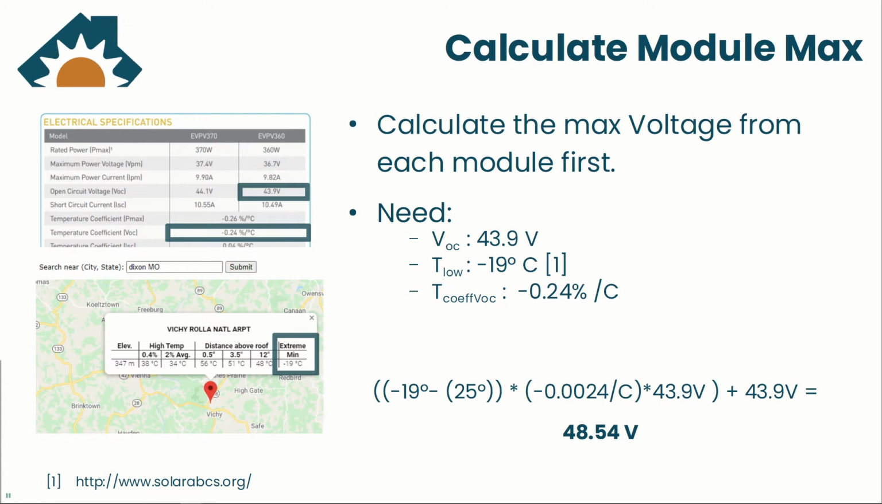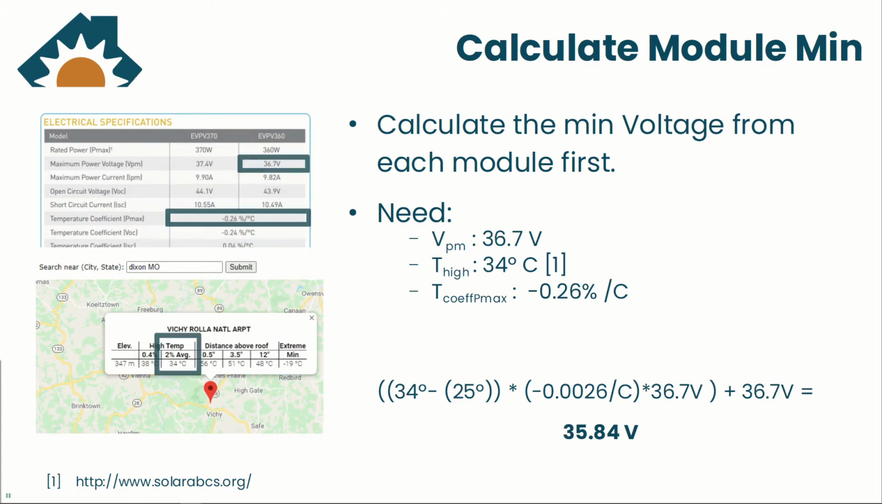Then we will use the equation we had earlier to calculate the max voltage. Notice that we took out that temperature coefficient, we took it out of the percent. After doing this calculation, it looks like our max voltage is 48.54. Very different than 43.9. So that's why it's really important to do these calculations.